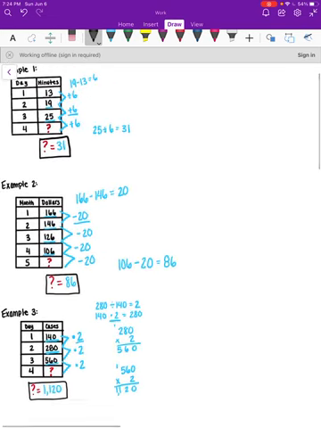So again, on the first one, we added 6. On the second example, we subtracted 20. On the third example, we multiplied by 2. You can also divide to find the pattern as well.